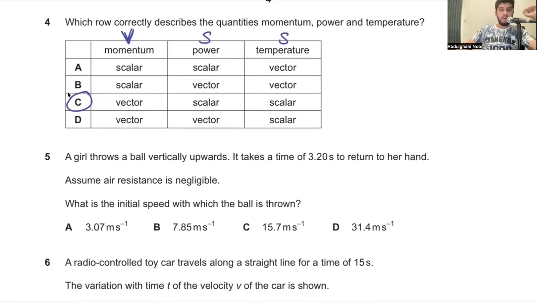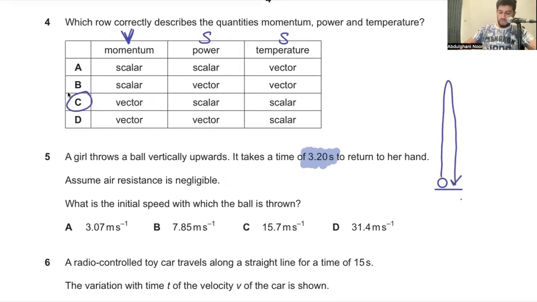Question 5 says, a girl throws a ball vertically upwards. It takes a time of 3.2 seconds to return to her hand. Assume air resistance is negligible. What is the initial speed with which the ball is thrown? So let's say this is the point from which the ball was thrown. So this is the ball. The ball is thrown upwards. It reaches a maximum height, comes back down to the girl's hand, which is the starting position.